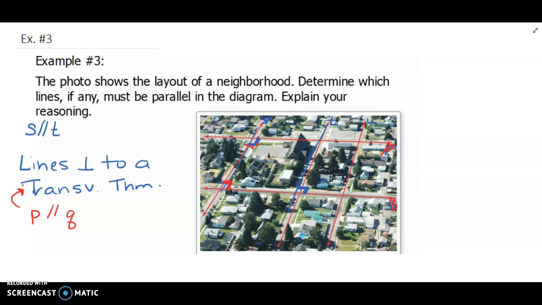I can conclude nothing more about this diagram. It looks like all of these are perpendicular, but nothing tells me that for sure. And so remember, we can't assume something.